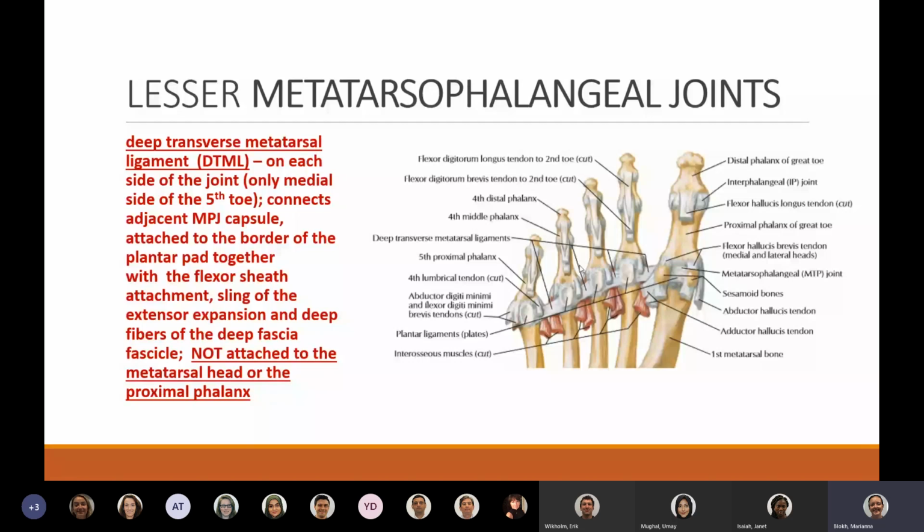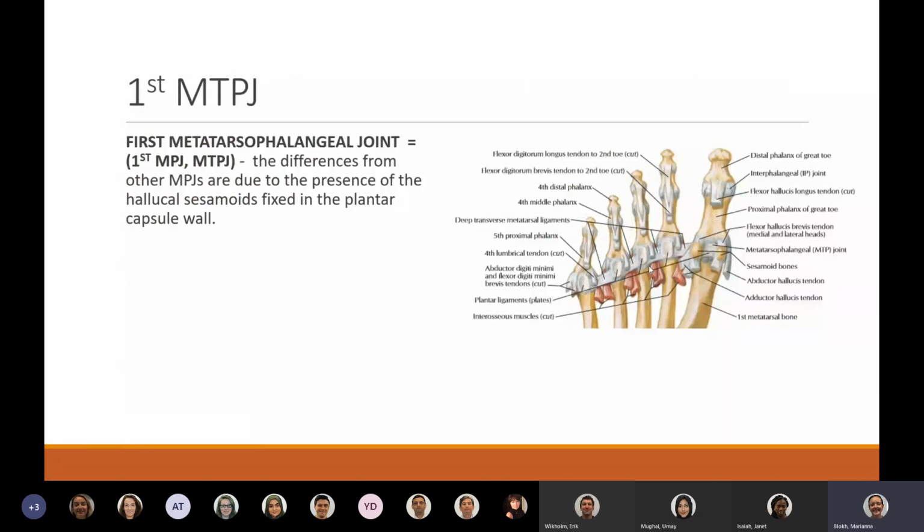Deep transverse metatarsal ligament. It's also a very high yield topic on the boards. Remember, it's not attached to the metatarsal head or the proximal phalanx. It's a soft tissue type of situation. So understand that it's important. We cut it in bunion surgery occasionally. So just read through it. Here's good pictures of it.